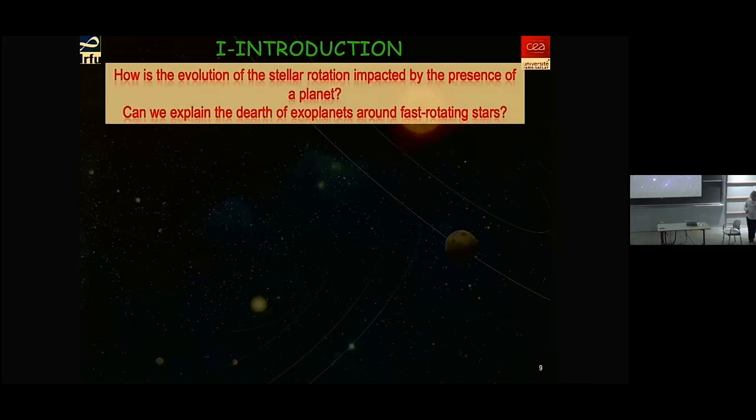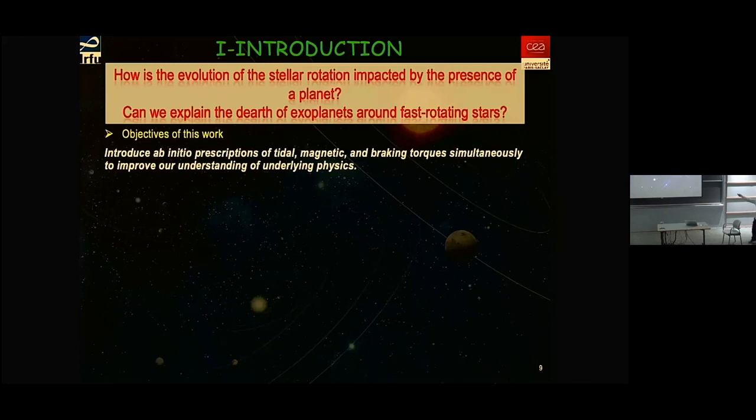So, the objective is, how is the evolution of the stellar rotation impacted by the presence of a planet? Can we explain this dearth of exoplanets around fast rotating stars? Well, we're going to try to answer this question by using ab initio prescriptions of tidal, magnetic, and braking torques simultaneously to improve our understanding of the underlying physics.